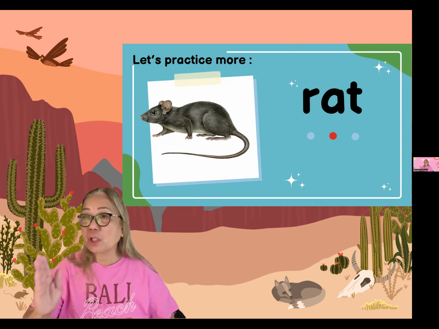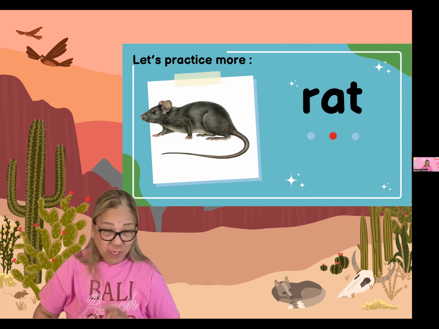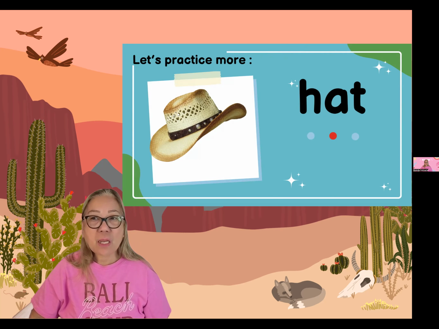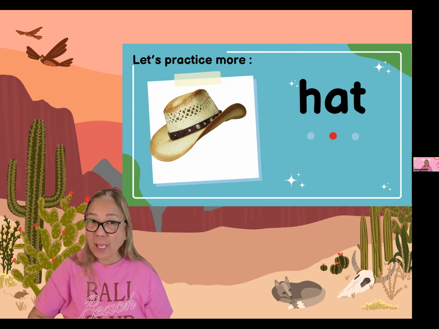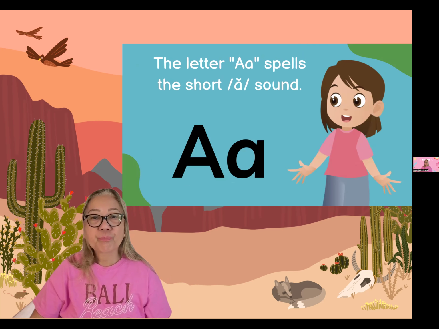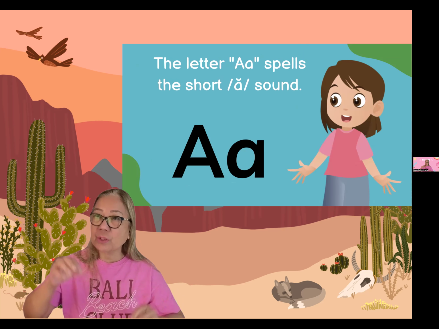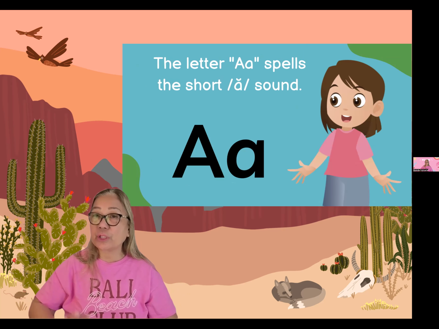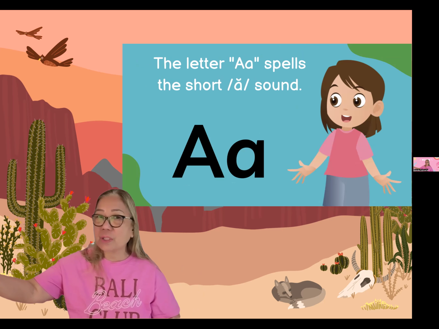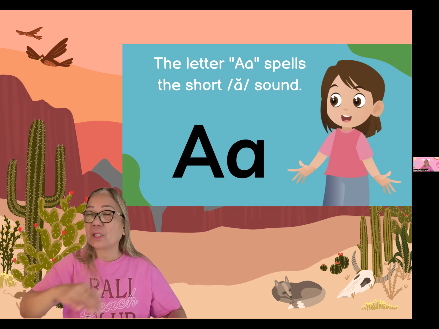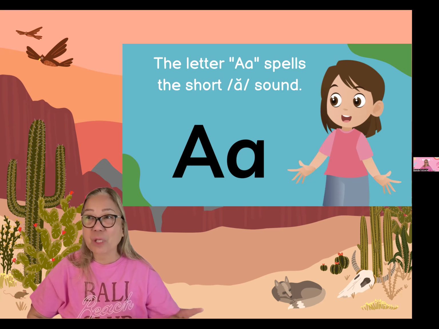And in the middle, at, rat. That's a rat. Now, middle letter is hat, hat. That is a hat. All right. The letter A spells the short A sound. So A spells A. Say it, please. The letter A spells A.